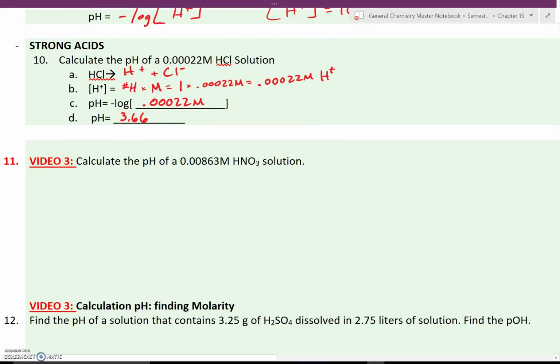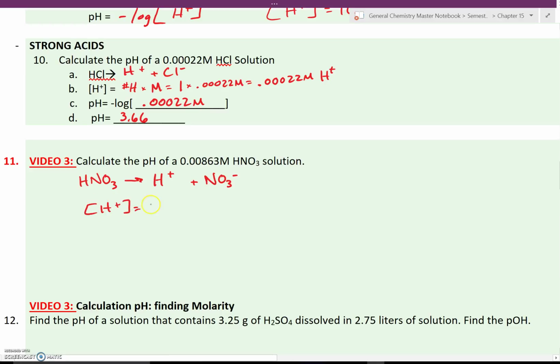So we'll follow that same basic set of steps and go through the next part: calculate the pH of a 0.00863 molar HNO3 solution. We follow the same couple of steps here, where we have HNO3 and we write out the dissociation equation. When we write it out, we have H plus and NO3 minus. We double check, it is in fact balanced. And so now it just becomes calculating our hydrogen ion concentration.